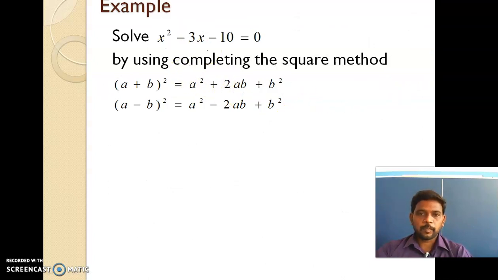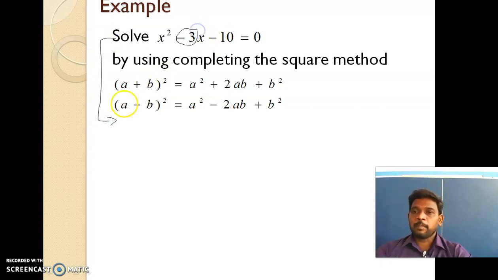Okay, and look at the next one, x square minus 3x minus 10 equals 0. Here look at the coefficient of x, the coefficient of x is minus 3, so minus 3 means you can use the second formula, (a minus b) whole square, as usual only, but the sign is different, right? So is it possible to write this in the square form? It is already in the square form only, so we can write this as (1x) whole square.